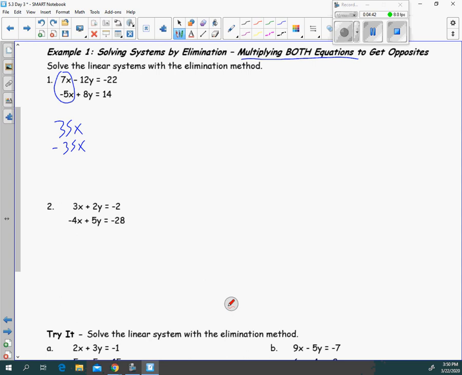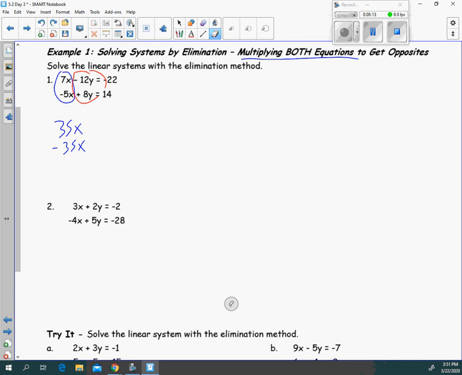Or if I'm thinking the 12 and the 8, what is a common multiple of 12 and 8? You couldn't multiply them together; I would go smaller than that. I would say 24. You could go negative 24y and make that positive 24y. So someone might pick the x's to get them the same, someone might pick the y's. It doesn't matter. I'm going to pick the x's, just because they're on the outside.